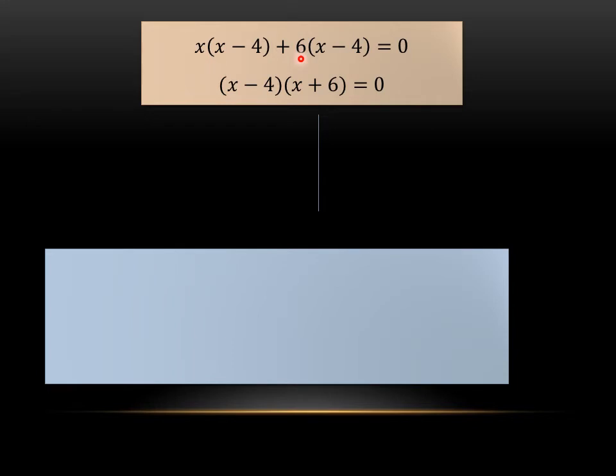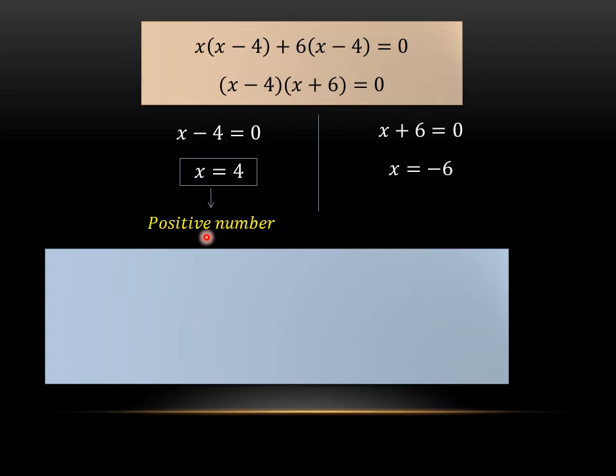x into x minus 4 plus 6 into x minus 4 equals 0 was the last step in the previous slide. We will write x minus 4 once and x plus 6 in the other bracket. Now we will separate these two brackets. x minus 4 equals 0, which will become x equals 4, and x plus 6 equals 0, which will become x equals minus 6. In the question, we have been given that we have to consider the positive value. We have to find the three positive consecutive numbers. So this value will be considered because this is a positive value, and we have to ignore this value because this is the negative value.